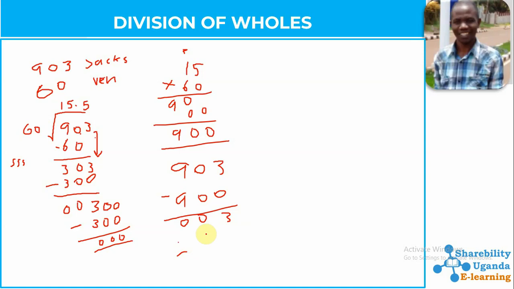So here we can now say, therefore, the number of sacks remaining is equal to 3. So we shall be remaining with 3 sacks. We still have some other numbers to solve.